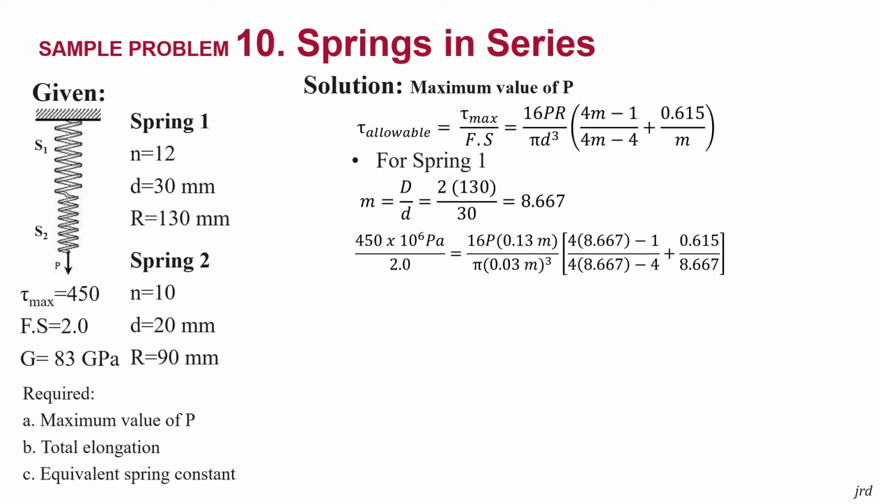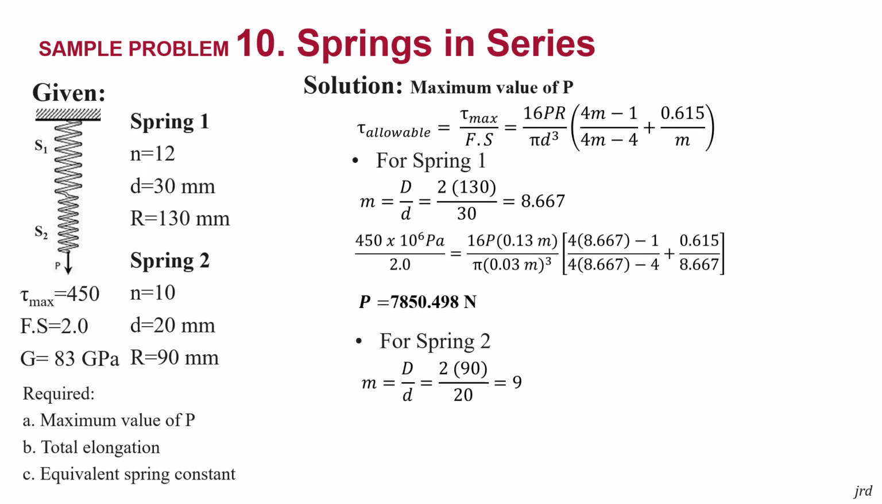Then we use the formula mentioned earlier. We have 450 MPa divided by the factor of safety, which is 2. That's equal to 16P times the mean radius of the coil divided by pi times the diameter of the wire raised to the power of 3, and the whole term is multiplied with the Wahl factor. We determine the value of P to be 7,850.5 newtons if it's based on spring 1.